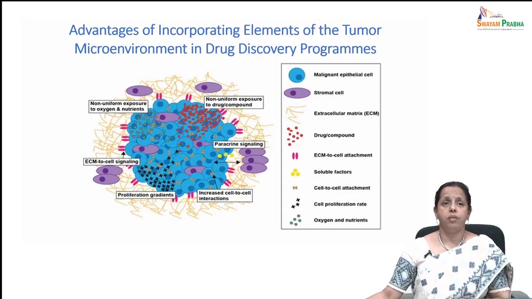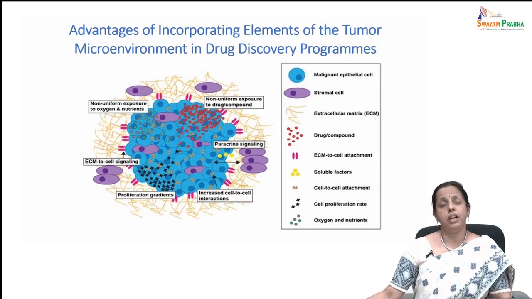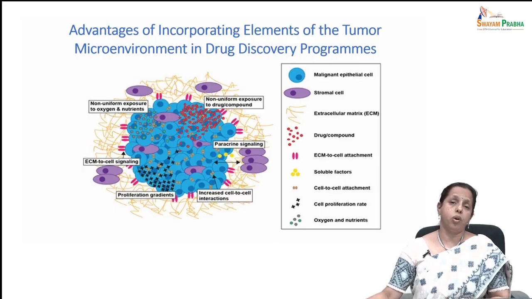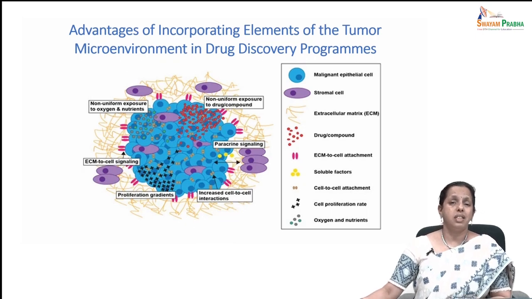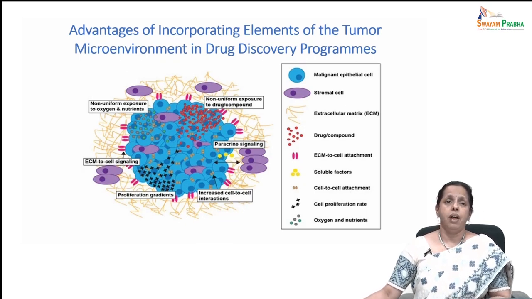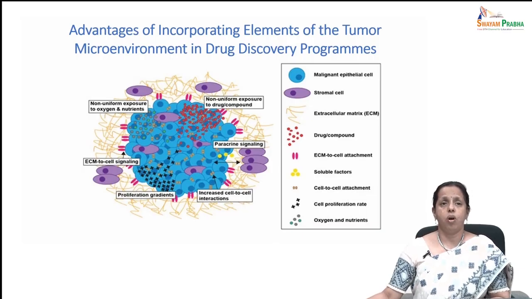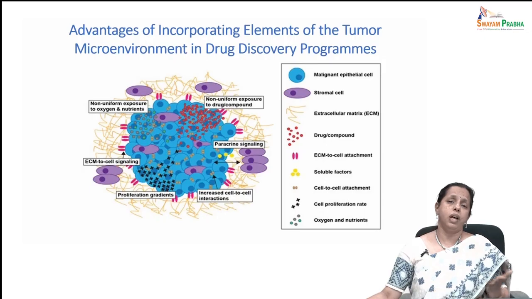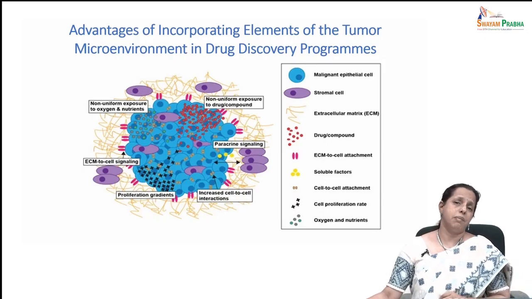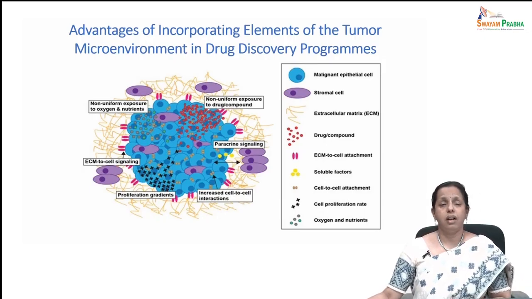So you need to have a non-uniform exposure. Imagine a 2D layer where the exposure to oxygen and nutrients is the same for every cell, whereas in the in vivo situation there is non-uniform exposure to drugs and compounds. In a 2D layer, each cell will receive the same amount of drug, whereas in an in vivo situation there is a non-uniform signature.